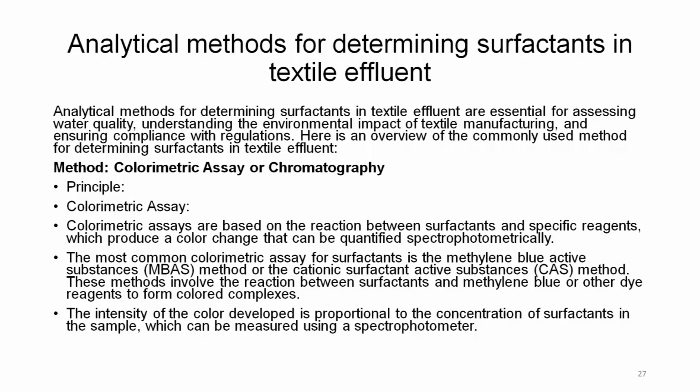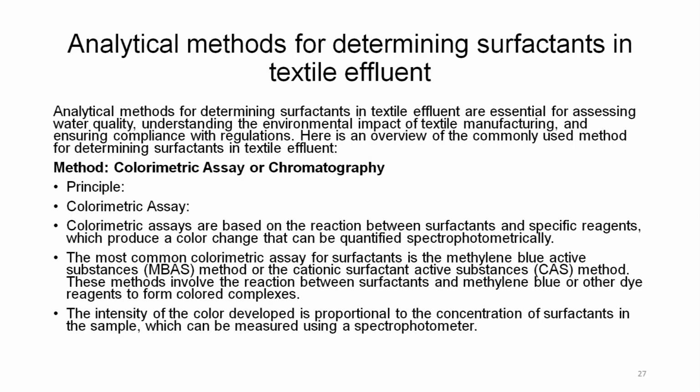So, now let us look at how the surfactants are determined in textile effluent. Analytical methods for determining surfactants in textile effluent are essential for assessing water quality, understanding the environmental impact of the textile manufacturing and ensuring compliance with regulations. Here is an overview of the commonly used method for determining surfactants in textile effluent. So, the method could be colorimetry assay or chromatography.